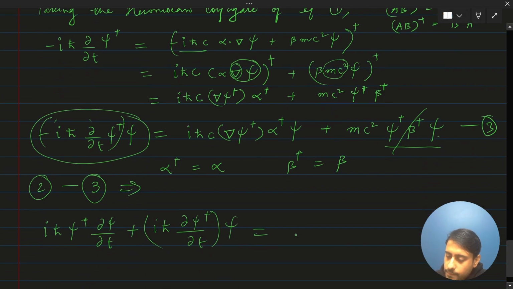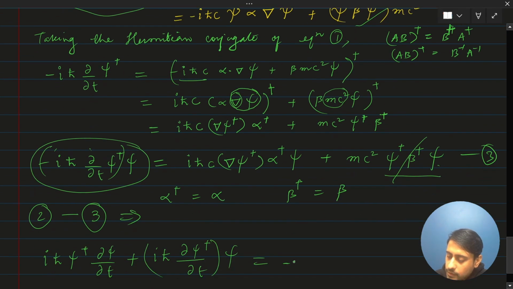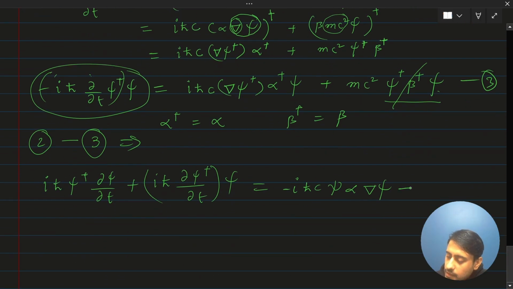So let's first write this: minus iħc ψ† α ∇ψ. We have written the first term from equation number 2. Now we will subtract this term from the third, so this is minus iħc (∇ψ†) α† ψ.